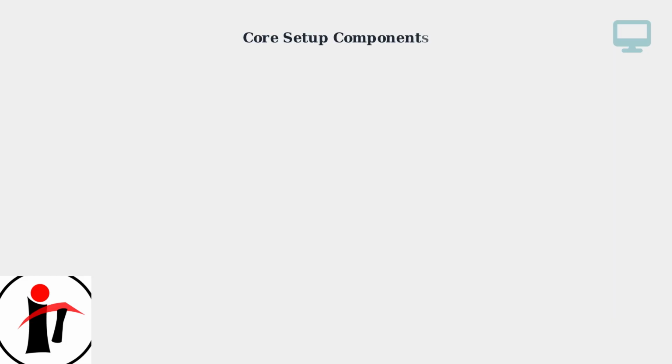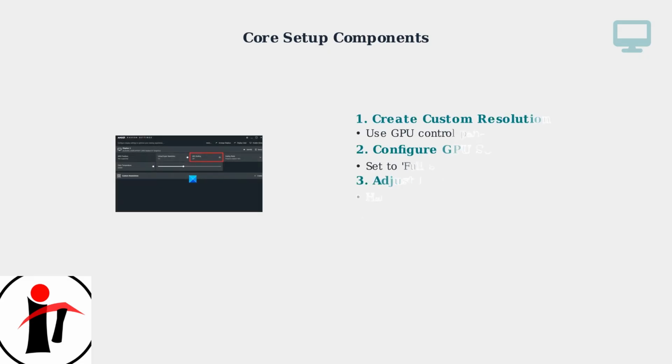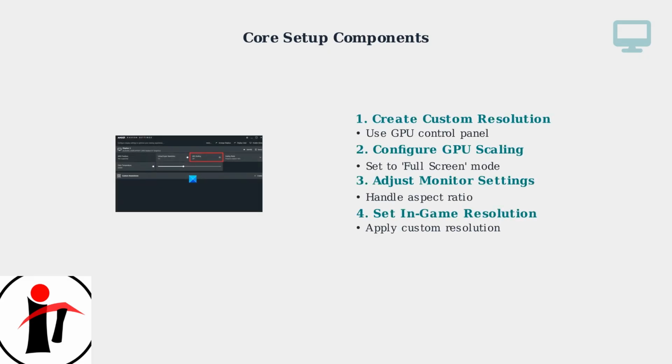The setup process involves 4 core components: creating a custom resolution in your GPU control panel, configuring GPU scaling settings, adjusting your monitor's display settings, and finally setting the resolution in your game. Setting up stretched resolution requires different steps for NVIDIA and AMD graphics cards. We'll start with NVIDIA cards, which use the NVIDIA control panel for configuration.